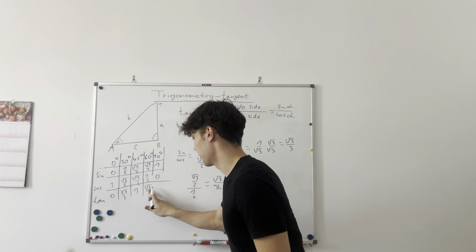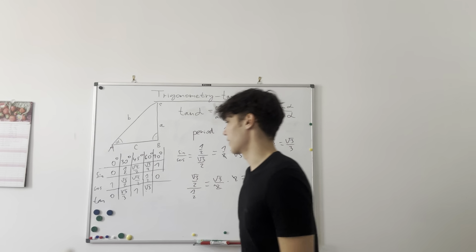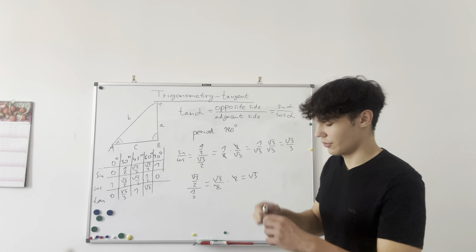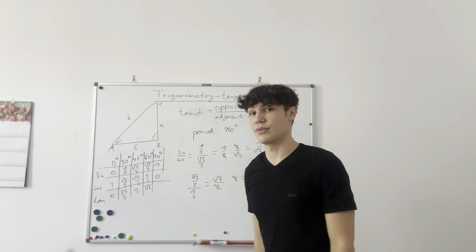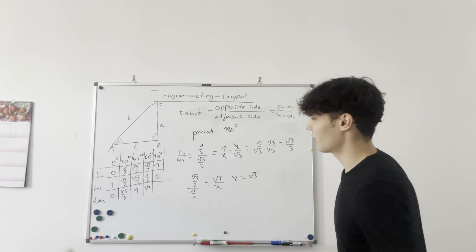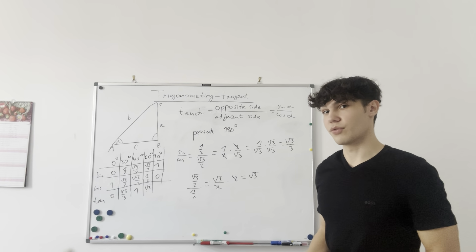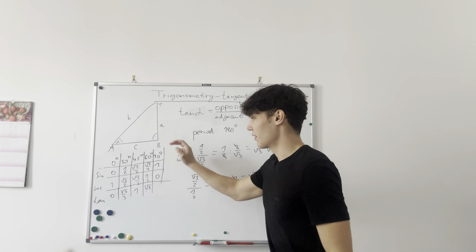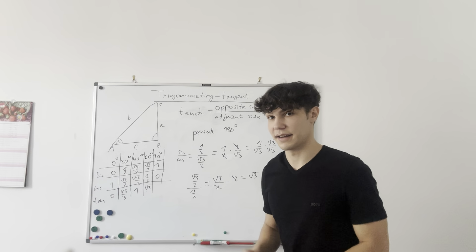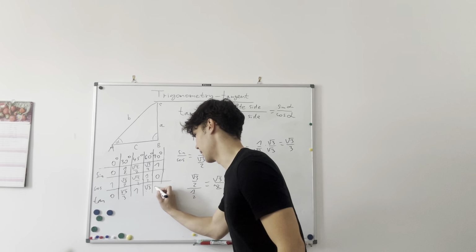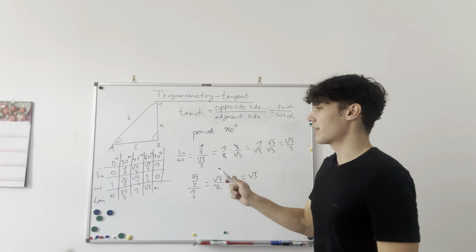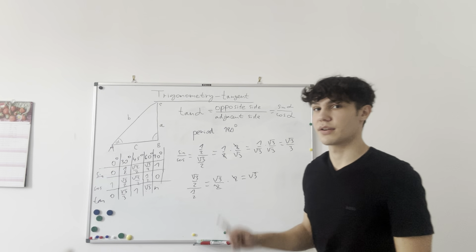And now, what's important is the last degree, and that degree is 90 degrees. Because for tangent, as you can see, we cannot, in math, divide by 0. So for 90 degrees, it's not going to be defined. So we're just going to write down n. So these are the most important values for tangent.